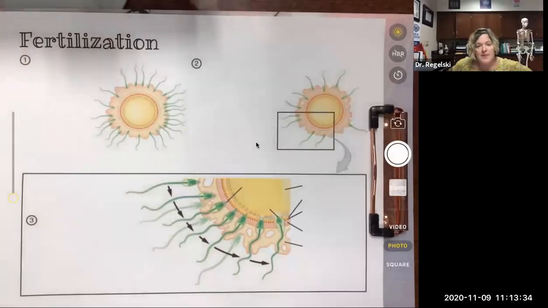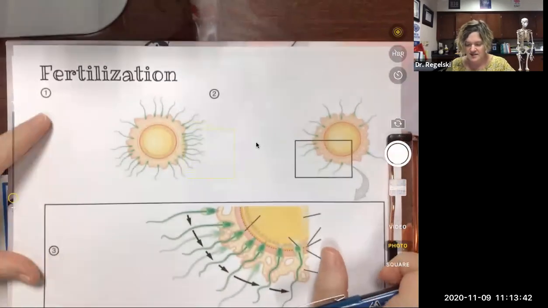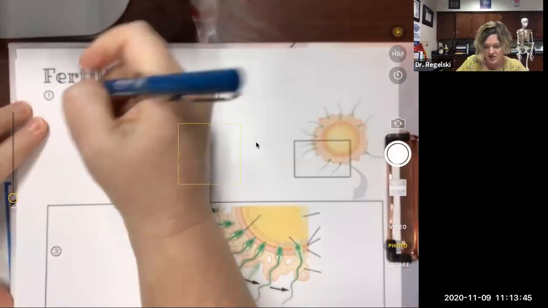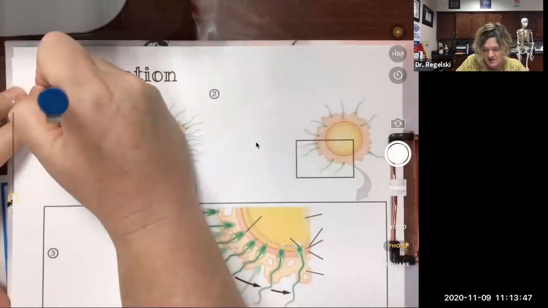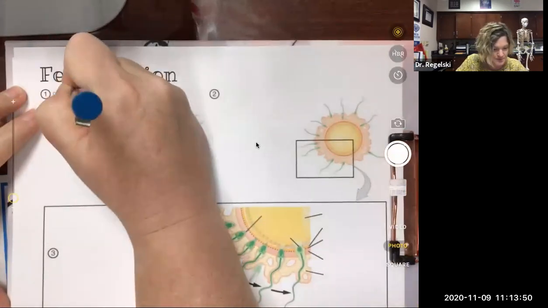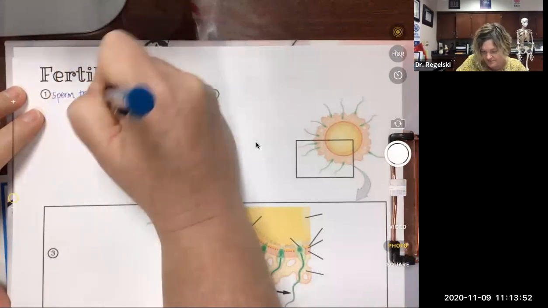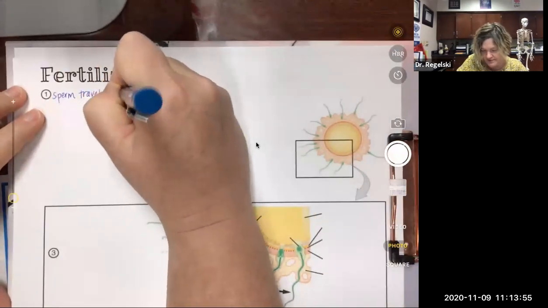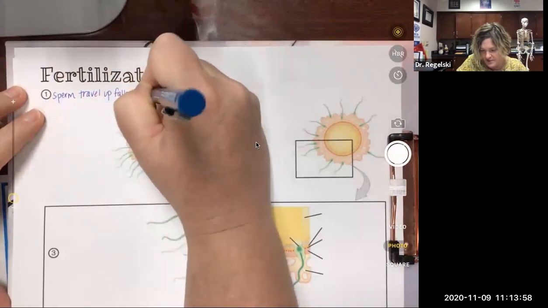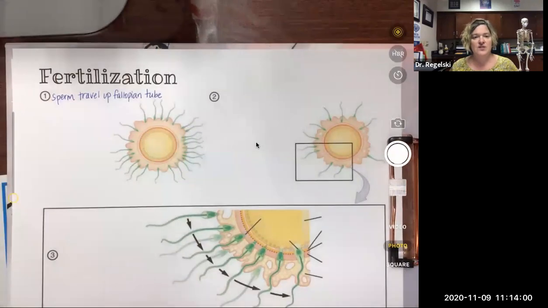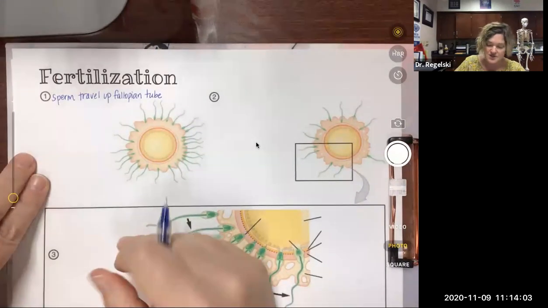Okay, for the next set of notes, we're going to be looking at fertilization. So let's go ahead and take a look at the iPad here. So fertilization occurs initially, well, I guess step one is we have to have the sperm actually reach the egg. And so the sperm are going to travel up the fallopian tube. Some people mistakenly think that fertilization occurs in the uterus, but it doesn't. It actually occurs in the fallopian tube.